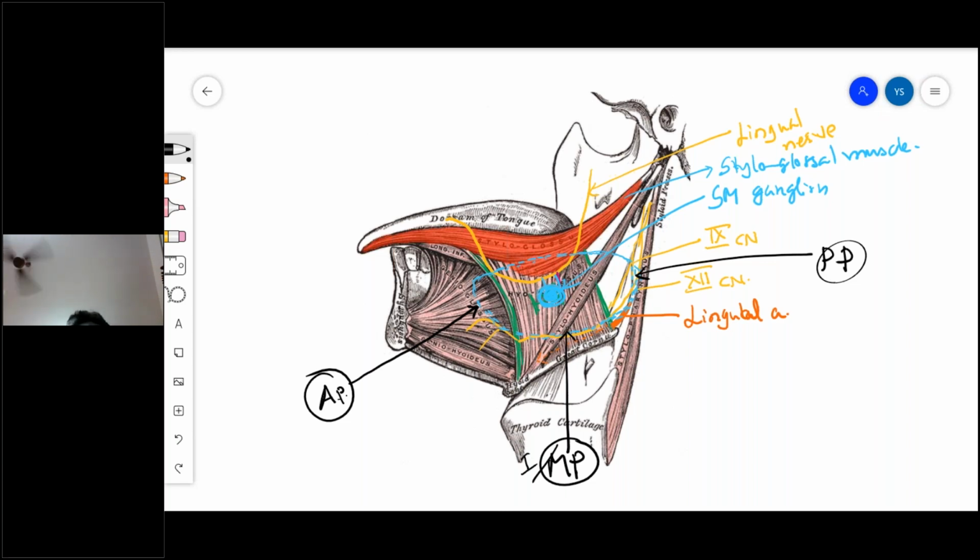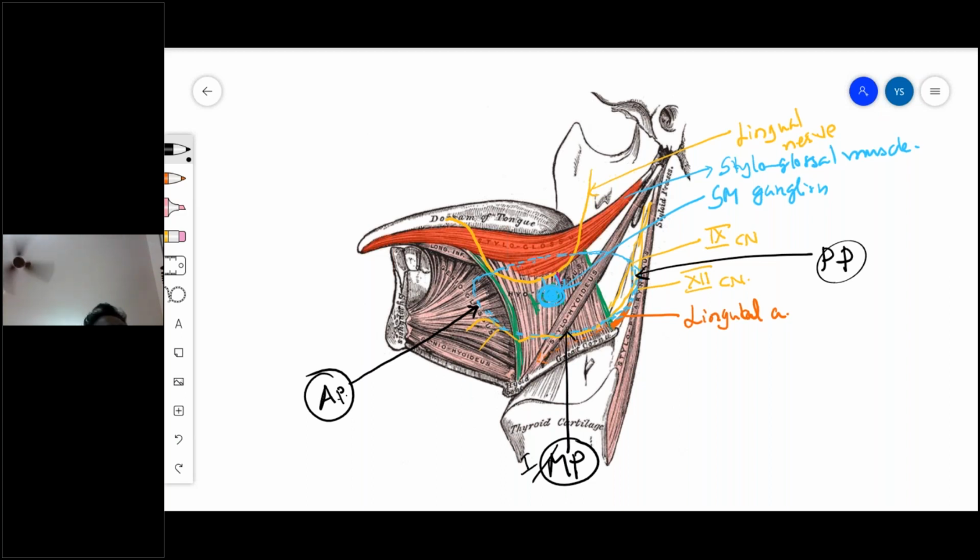These are the intermediate part relations. Again, I am telling you, from above downwards, the intermediate part relations are mainly the lingual nerve, submandibular ganglion, hyoglossus muscle, next the hypoglossal nerve. The 12th cranial nerve is called the hypoglossal nerve. Got my point? These are the intermediate part relations. Now we come to the posterior part relations.